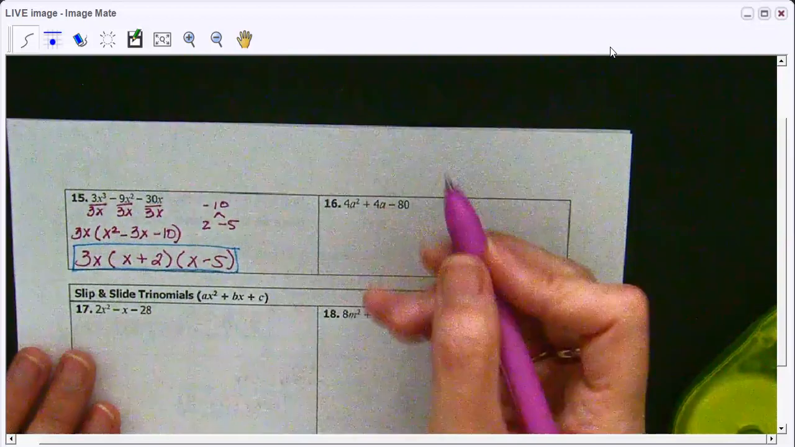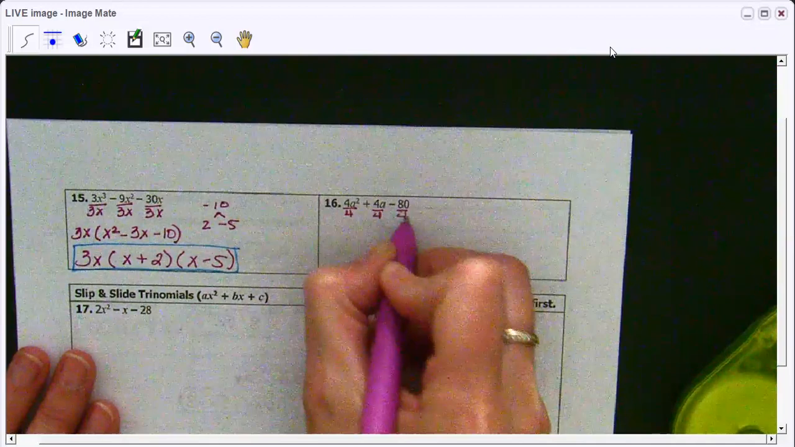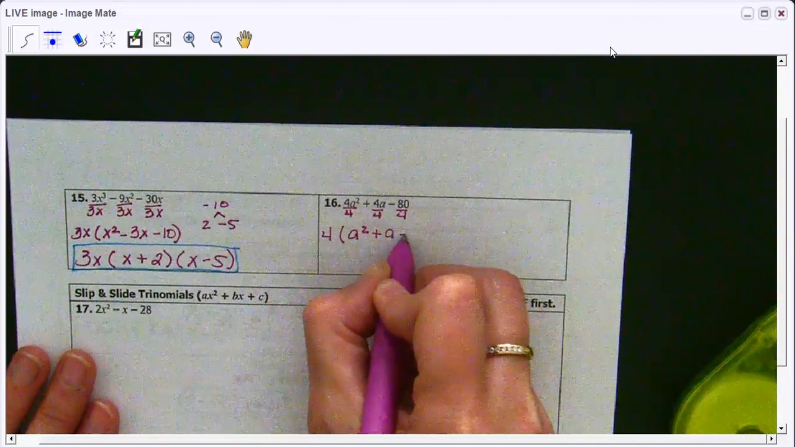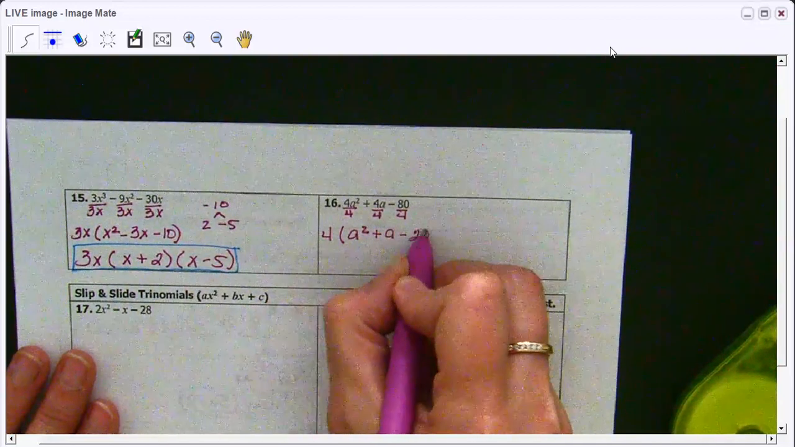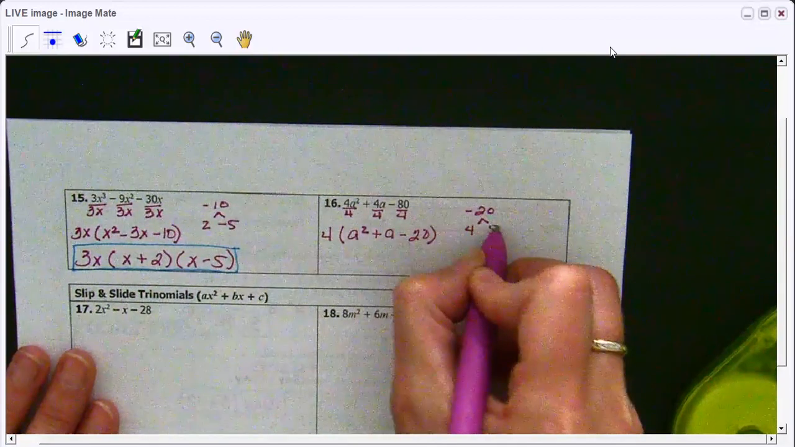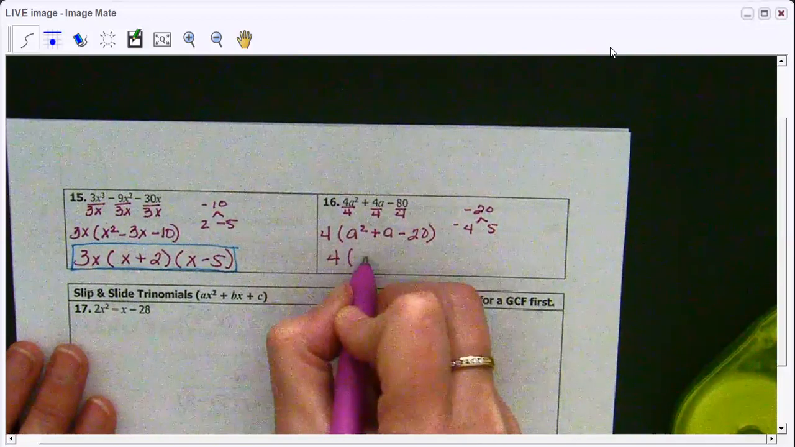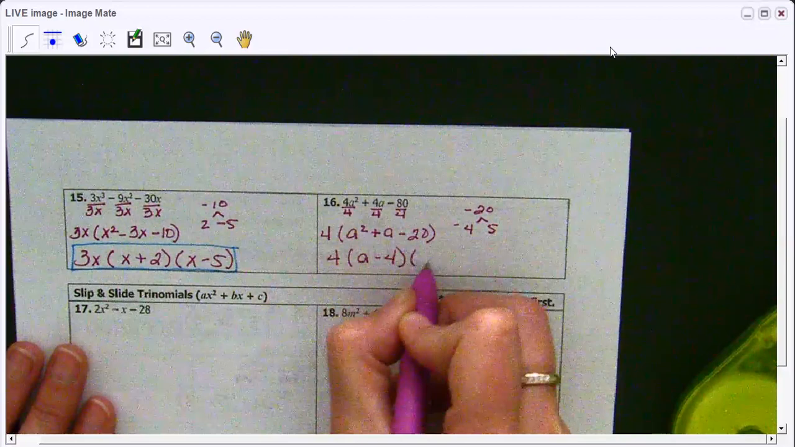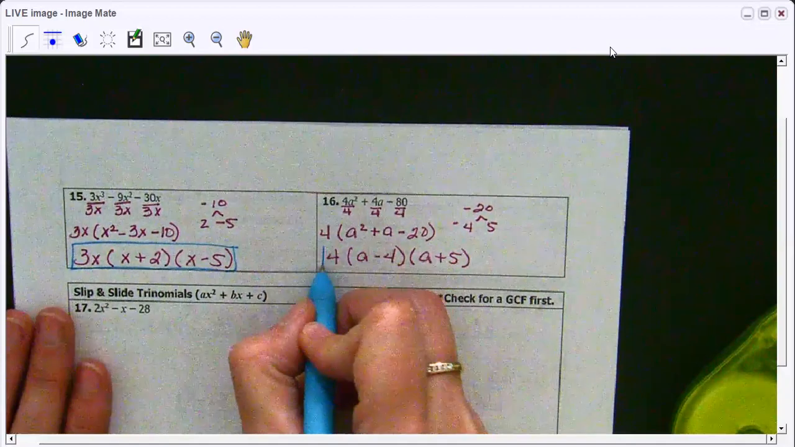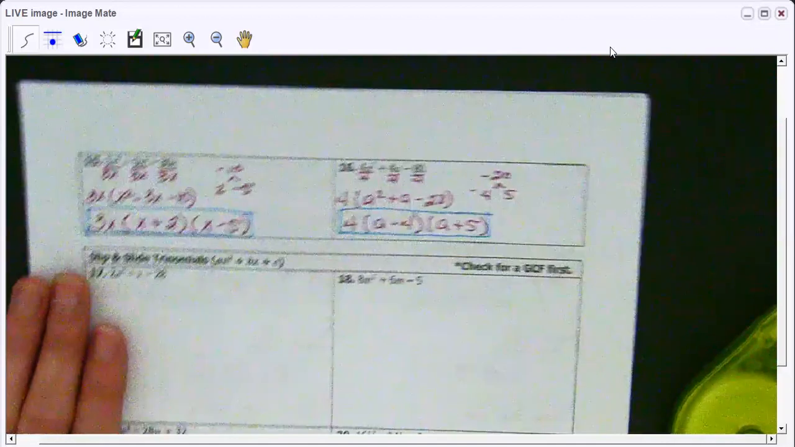Number 16, I'm going to factor out a 4 only. A squared plus a minus 20. So factors of -20 that equal a +1 would be -4 and 5. So a minus 4. Do not forget the greatest common factor on the outside. All right. Questions?